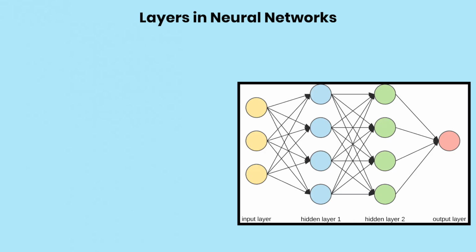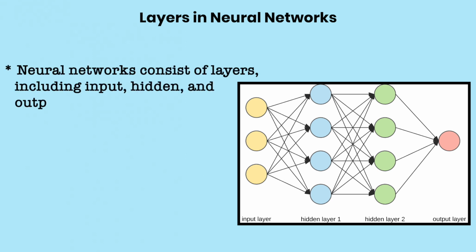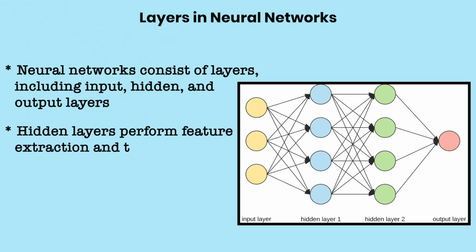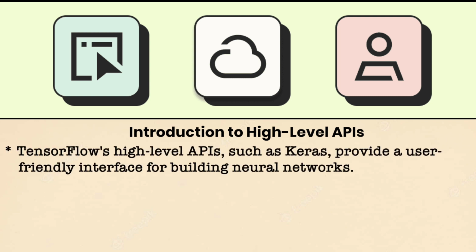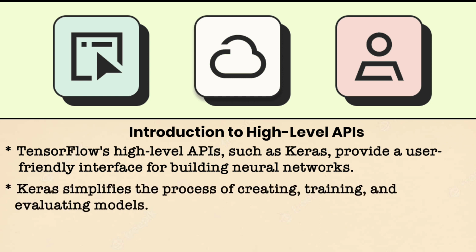Layers in neural networks. Neural networks consist of layers including input, hidden and output layers. Hidden layers perform feature extraction and transformation. Introduction to high-level APIs. TensorFlow's high-level APIs such as Keras provide a user-friendly interface for building neural networks. Keras simplifies the process of creating, training, and evaluating models.